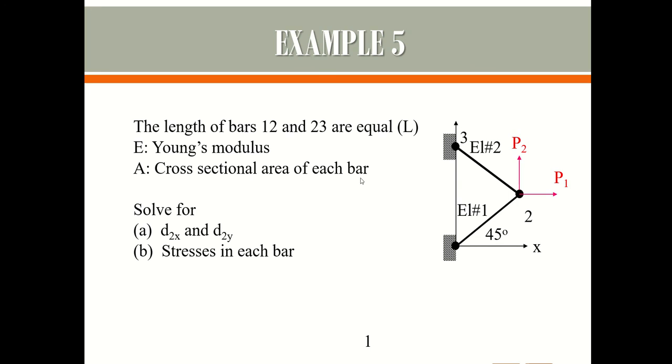Young's modulus and cross-section area is A. Find D2X and D2Y. Obviously, node 1 is fixed, so displacement in 1X and 1Y is 0. Even the local displacement is also 0. Displacement at node 3 in global coordinates is 0, and likewise for local. But for node 2, there is displacement along the global coordinate axes x and y, and the same thing for local.